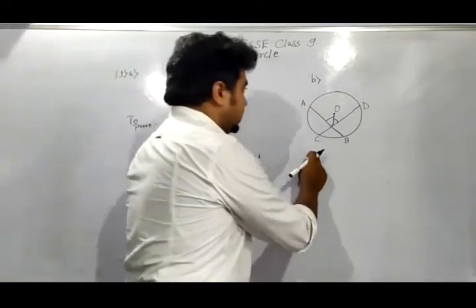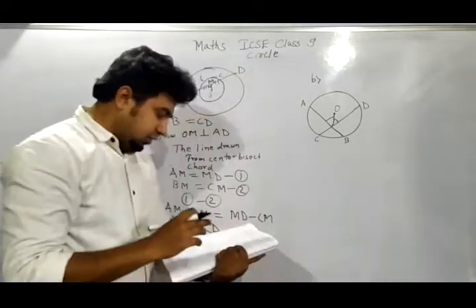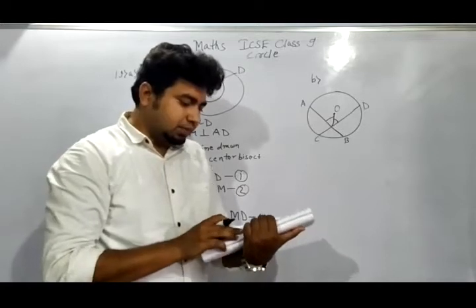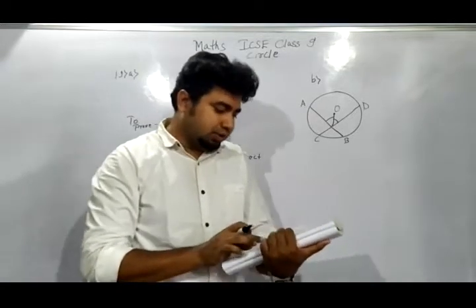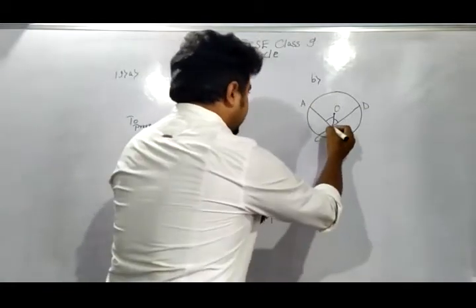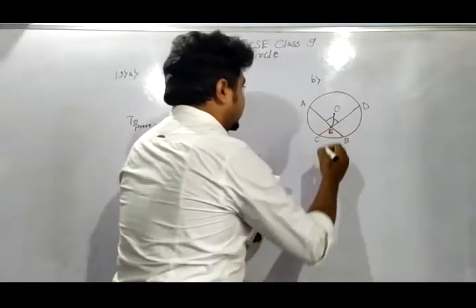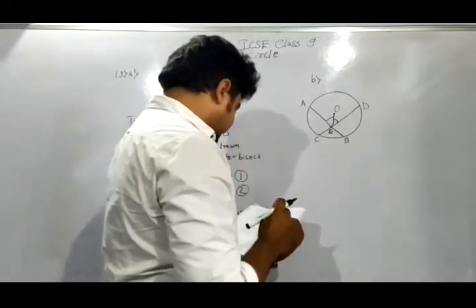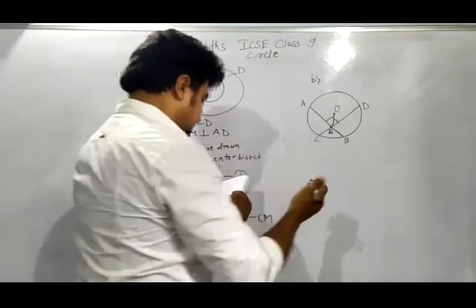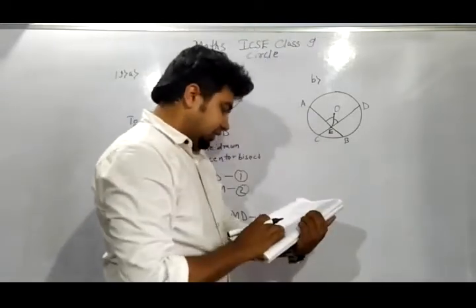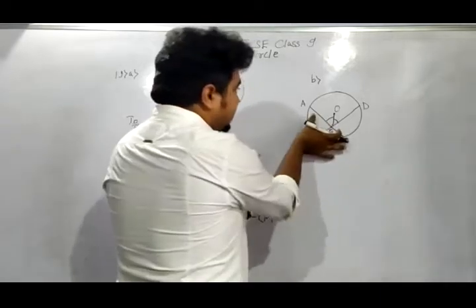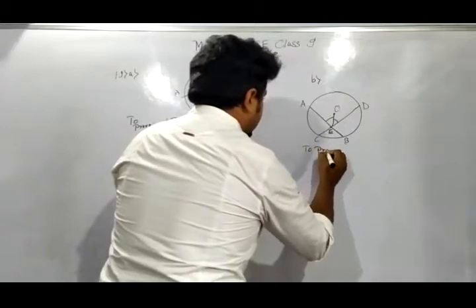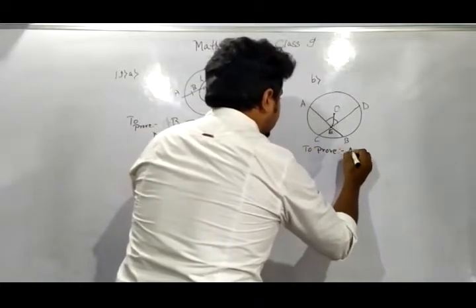Now I will move to question number 19b. In question 19b, it is given that two chords AB and CD of a circle with center O intersect at point E. AB is one chord and CD is the other chord. They are intersecting at point E. Again we have to prove AB is equal to CD, means the chord lengths are equal.